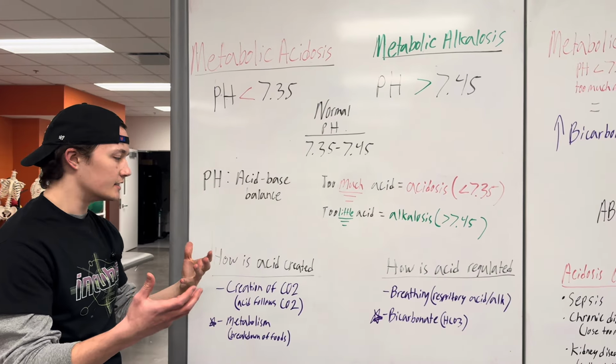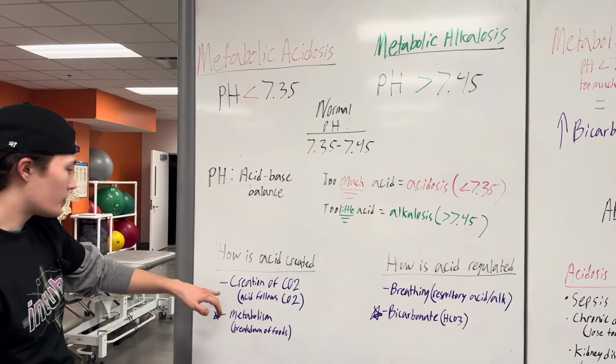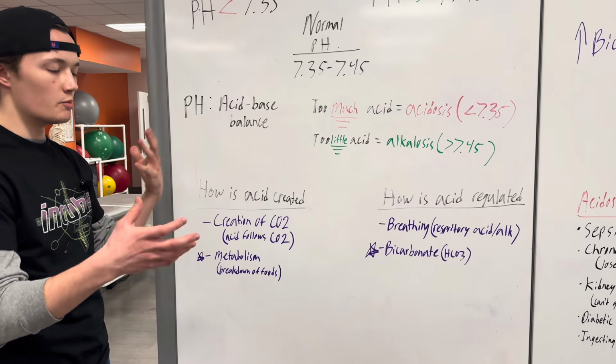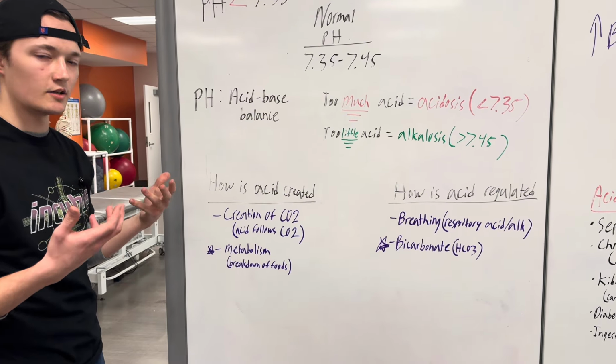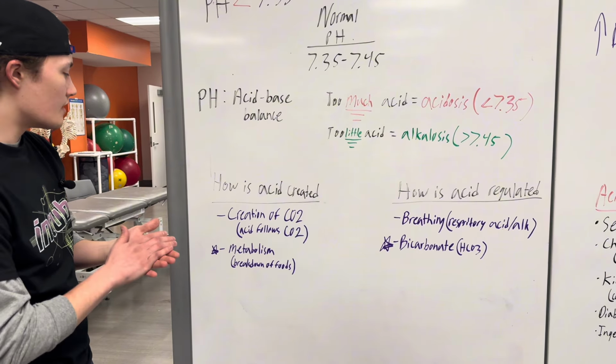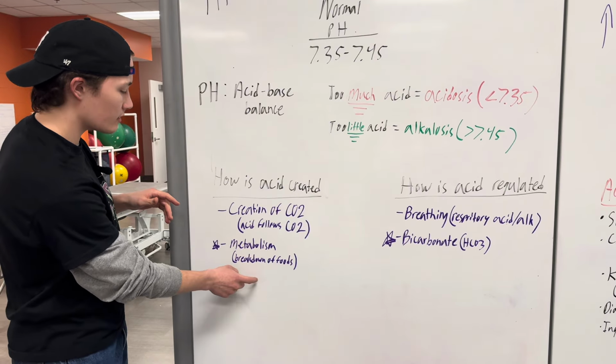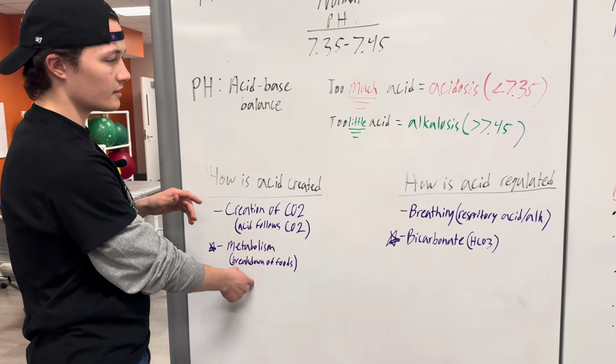Now, how is this acid created in the body? Well, through the creation of CO2. Acid follows CO2. How do we create CO2? Movement through the body. Whenever we exercise, we create CO2, therefore acid's going to follow. That's not the one that we're going to focus on today, however. We're going to focus on metabolism, which is the breakdown of foods that also creates acid in the body.